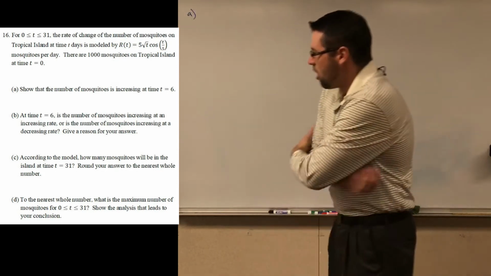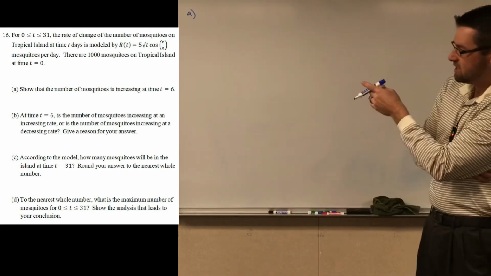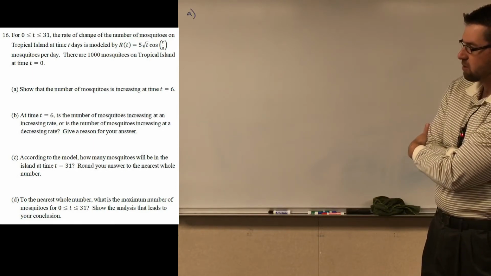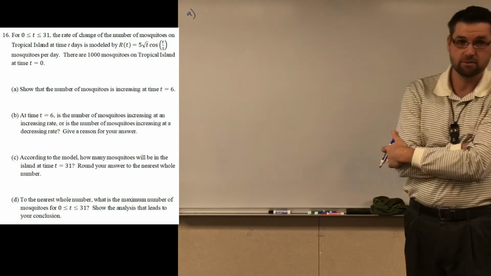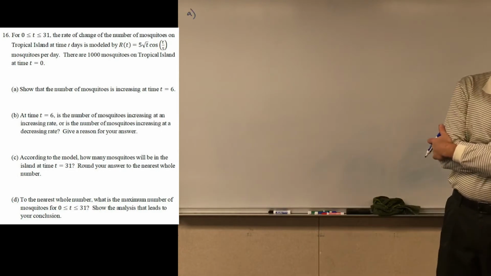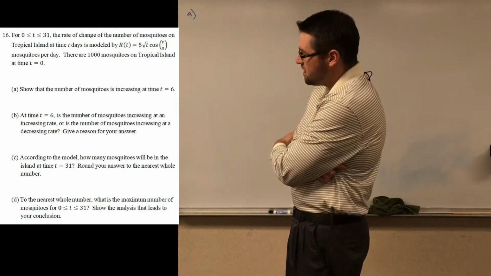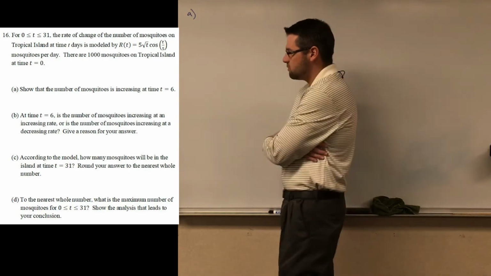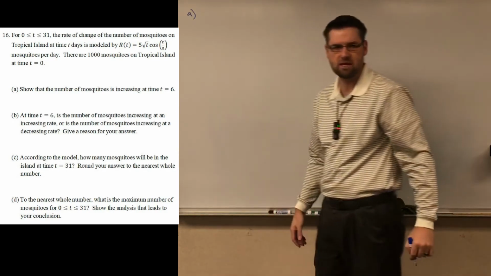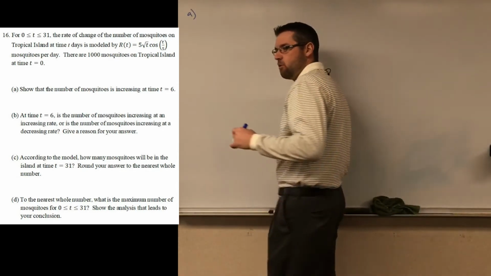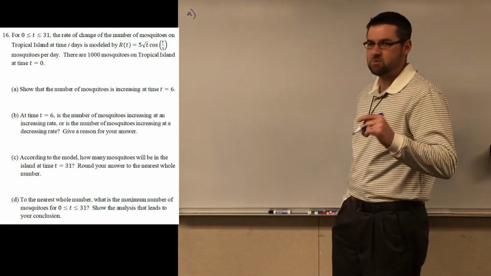All right. So R is the overall rate, and it says there are 1,000 mosquitoes at t equals 0. So what is that again? Initial condition, okay? All right, part A: show that the number of mosquitoes is increasing at t equals 6. How do you know if the amount of mosquitoes is increasing? If the rate is positive.